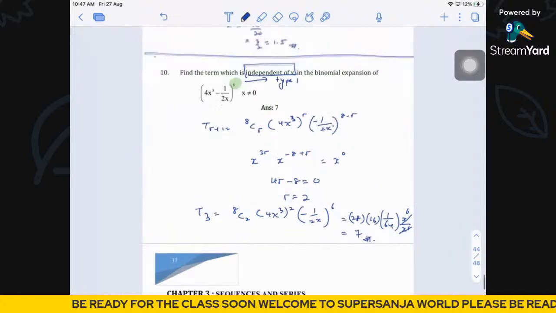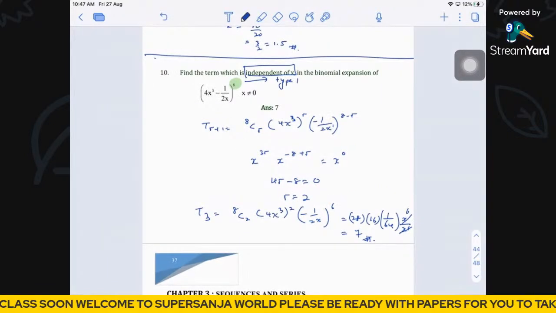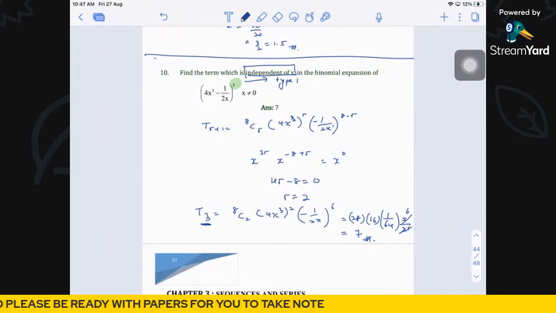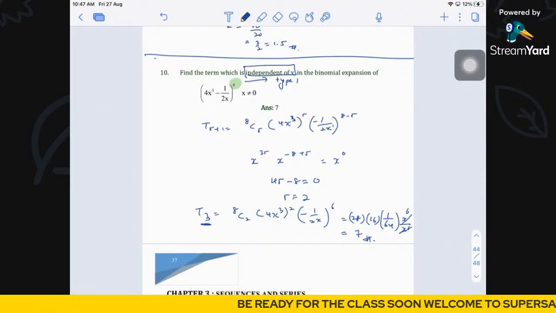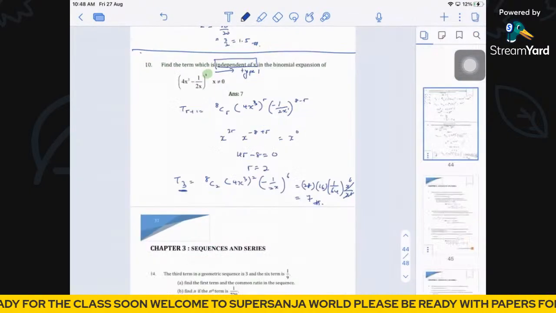Can you see that? That's why the answer is 7. So the term is 7. But if people ask you which term it is, then it will be the third term. It cannot be T7, it cannot be 7. If they ask you which term is it, then it has to be T3 over there. Understand? The third term. I hope that is clear.